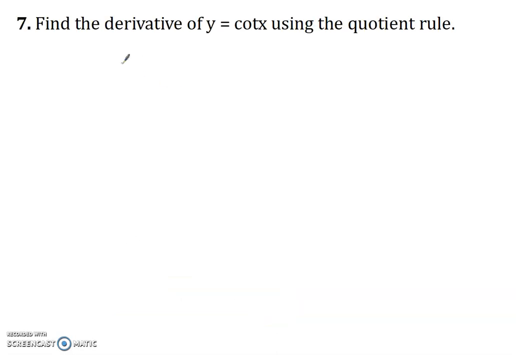Most of the time, if they say find the derivative of cotangent, I can just automatically say it's negative cosecant squared. But since they said use the quotient rule, that means they want us to change cotangent to sine and cosine. Then we're going to use the quotient rule to prove why the derivative of cotangent of x is negative cosecant squared. I know from my derivative sheet what I should end up with. So the first thing I'm going to do is rewrite cotangent.